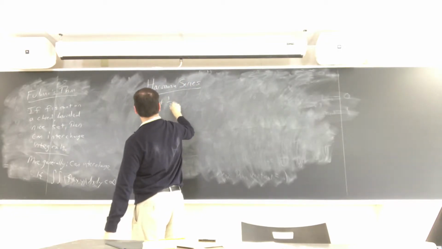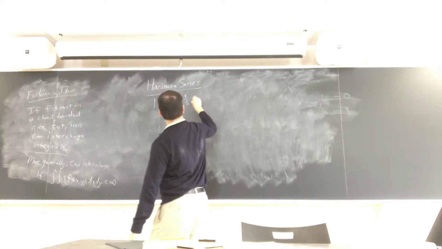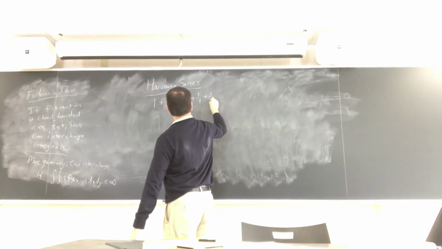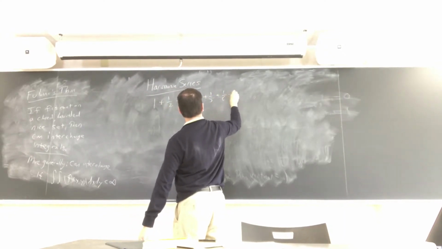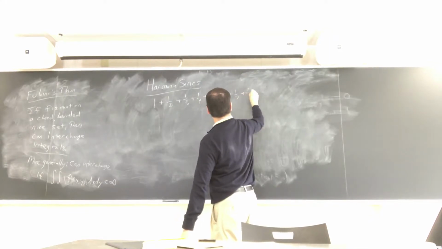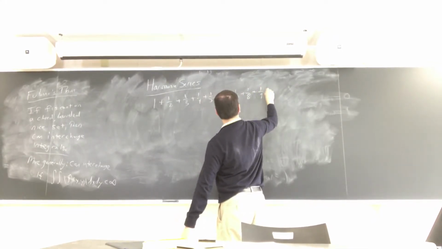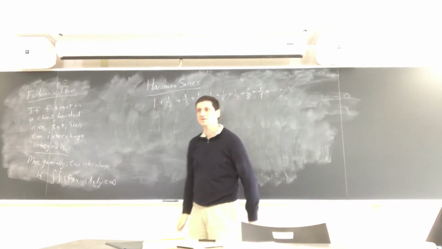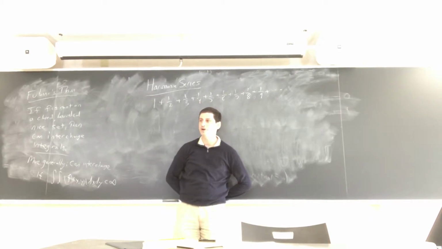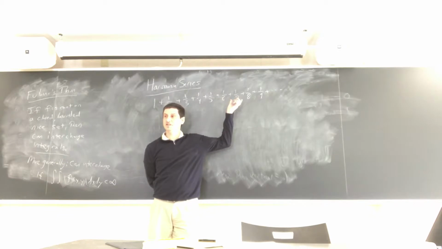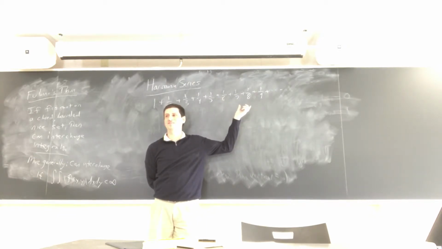1 plus a half, plus a third, plus a fourth, plus a fifth, plus a sixth, plus a seventh, plus an eighth, plus a ninth. I'm getting tired. I hope the pattern is clear. Okay. How many of you have seen the harmonic series before? How many of you know that the harmonic series, this sum, goes off to infinity? How many of you can prove that?